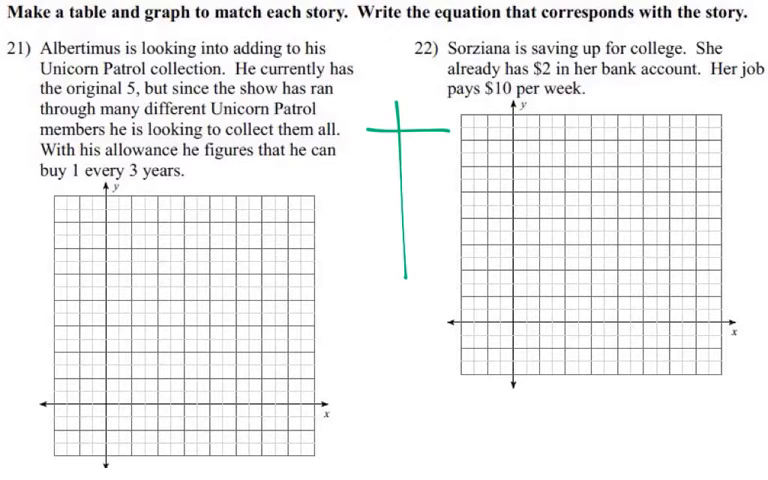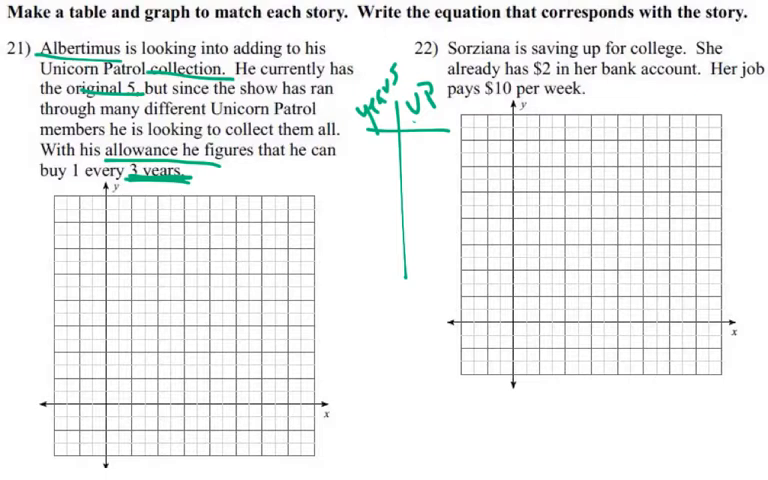Okay, so what groups do we have? Well, we've got Albertimus. He's got a collection, right? He has 5 of them, looking to get more, and he has money, right? And years. So, he's got 5, right? And he's looking to get more of them. So our groups are probably going to be having to deal with number of Unicorn Patrol, UP. And he's going to only be able to get more every 3 years. So we're going to have time, we're going to have years. Okay, those are our 2 groups.